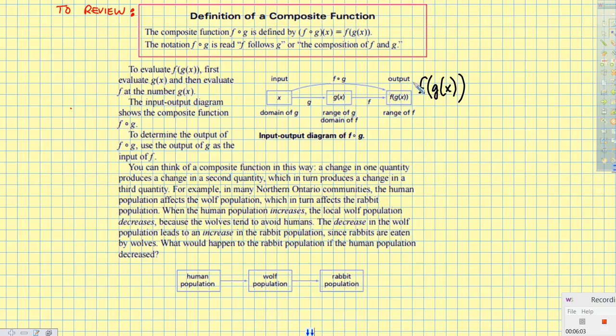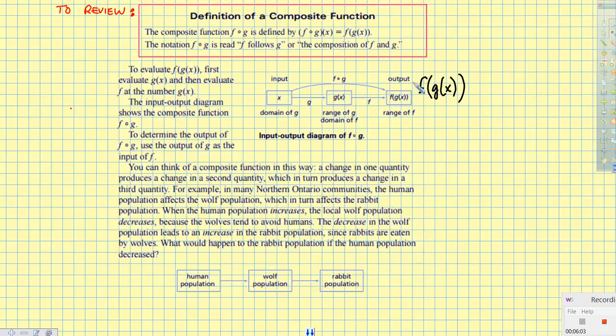And basically what it says is this: if we had, for example, a human population, a wolf population, and a rabbit population, the human population is going to affect the wolf population, which in turn affects the rabbit population. Now, as the human population increases, the population of the wolves will decrease, because I think everyone pretty much knows that wolves do tend to avoid humans. And as a result of there being a decrease in the wolf population, there's going to be an increase in the rabbit population, since rabbits are eaten by wolves.